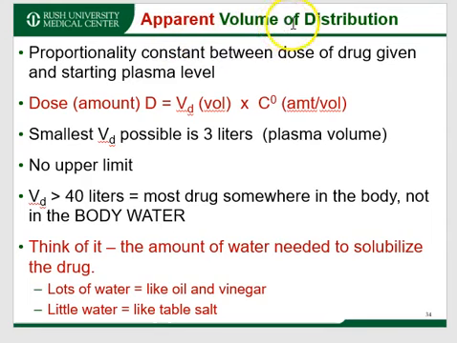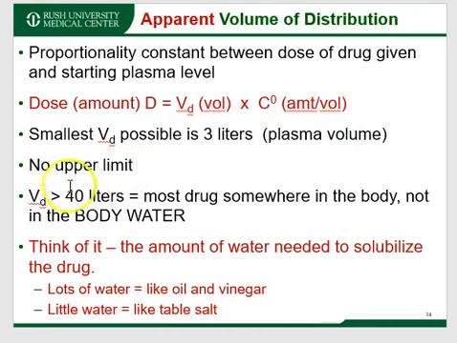And so the volume of distribution is actually an apparent volume of distribution. It's the proportionality constant that exists between the dose of a drug and the initial starting plasma concentration. Mathematically, this is what it looks like. And we're going to use the volume of distribution for the pharmacokinetic calculations that are at the end of this chapter. The smallest possible volume of distribution is about 3 liters. That's a plasma volume, but there is no upper limit.